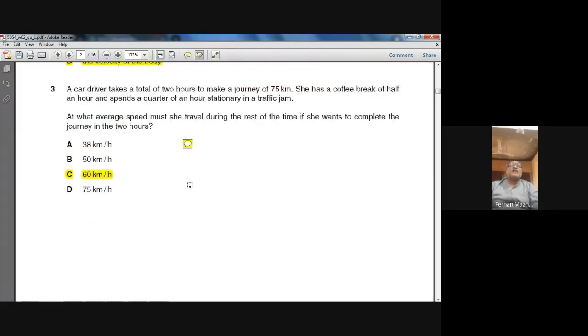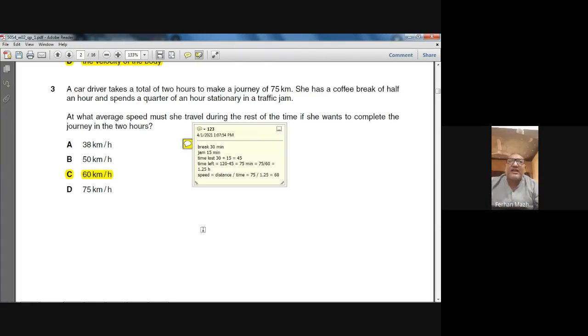Then we have: a car driver takes a total of 2 hours to make a journey of 75 kilometers. She has a coffee break of half an hour and spends a quarter of an hour stationary in a traffic jam. At what average speed must she travel during the rest of the time if she wants to complete the journey in 2 hours? I have done this work. I hope you can see this. The break is 30 minutes. The traffic jam is 15 minutes.